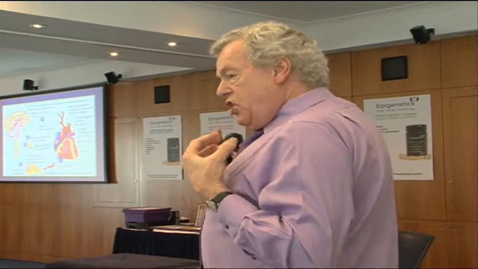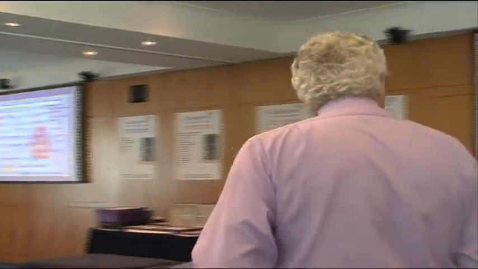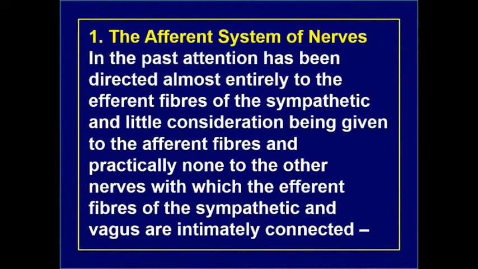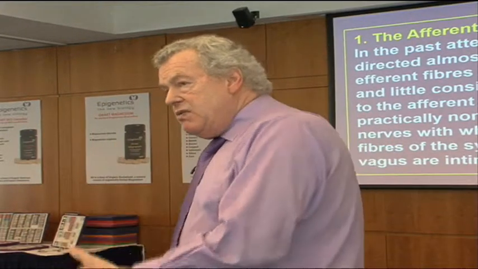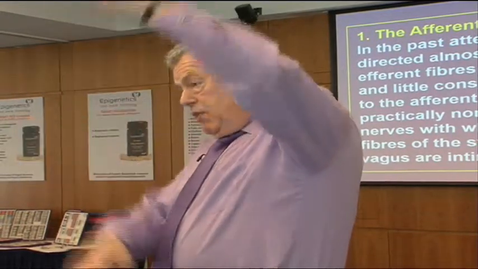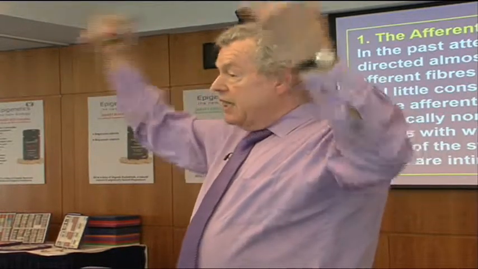So a person who's not contracting enough may have a sympathetic nervous system problem, and the person who's got a low contraction may have a vagus overstimulation. So the afferent system: in the past, attention has been directed almost entirely to the efferent fibres of the sympathetic, in other words the efferent coming into the heart, but now we recognise that it's afferent. Even the sympathetics are afferent. So the heart is feeding information back to the brain through the sympathetics and the parasympathetics, creating a complete modulation continually. So this can be overridden by mental activity.